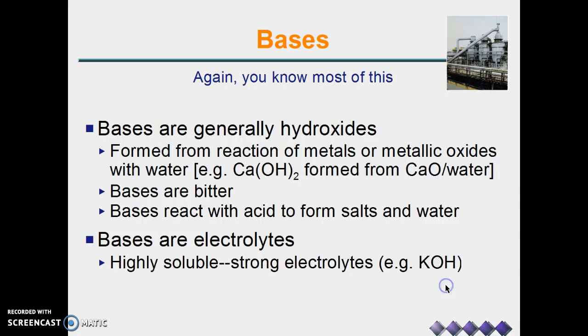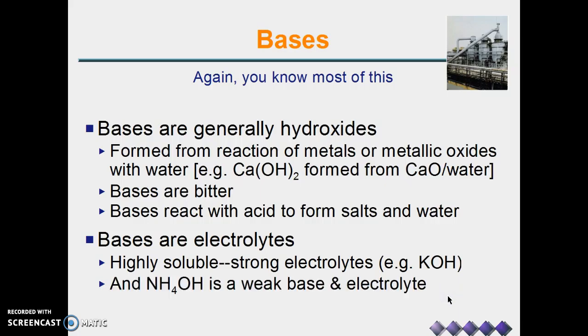Bases are electrolytes. The strong electrolytes, the ones that are highly soluble, strong bases are strong electrolytes, and those are the highly soluble bases. Potassium hydroxide, sodium hydroxide, the group 1 hydroxides. Barium hydroxide is also considered to be a strong base, although it's not real soluble in water. Ammonium hydroxide, that's what you use perhaps to clean windows, is a weak base. It doesn't break up 100% in water, and it is a weak electrolyte.